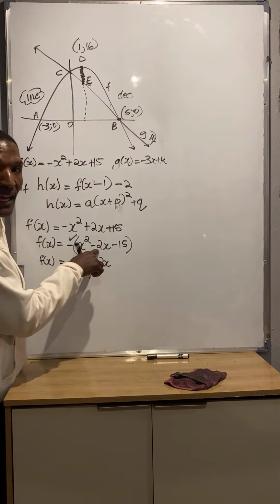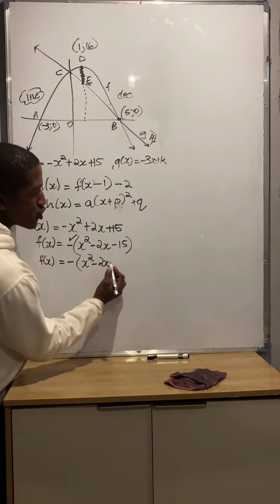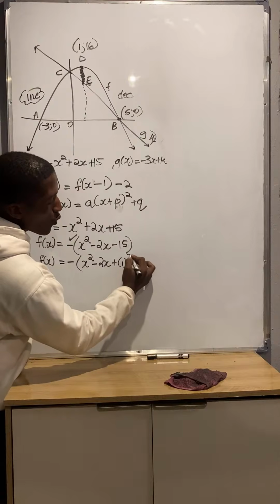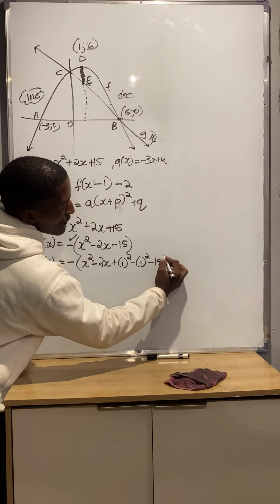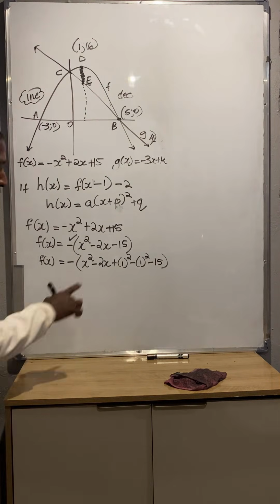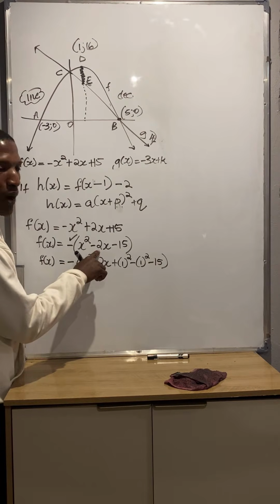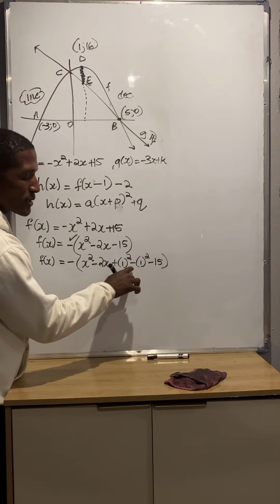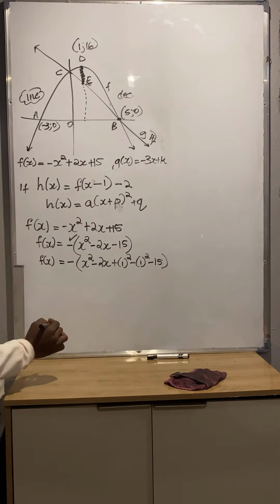Then it's what? Half of 2 gives 1. So I'm going to add 1 squared, then minus 1 squared, minus 15. I simply said half of 2, so it was 1. So I said plus 1 squared minus what? 1 squared minus what? Minus 15.